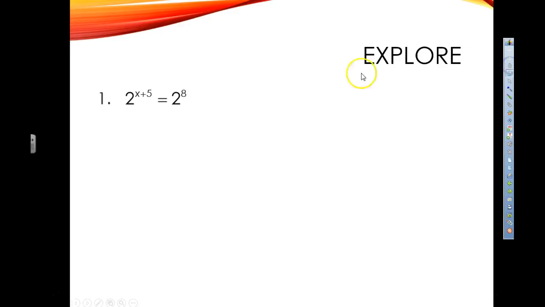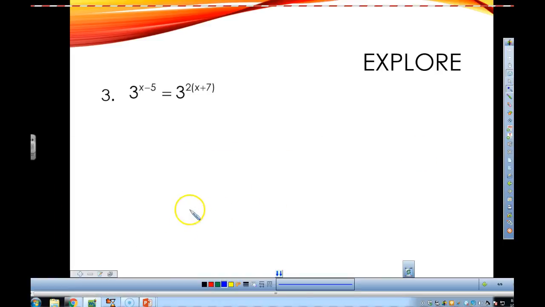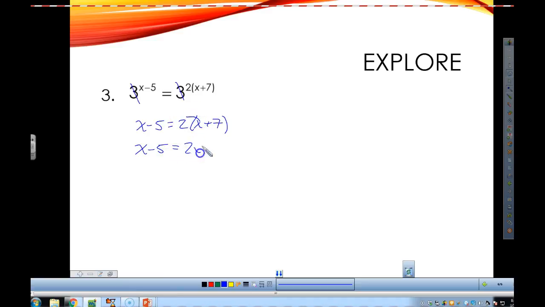Let's skip down to problem number 3. Make sure we remember how to solve these basic equations. 3 to the something equals 3 to the something. The 3's cancel out. x minus 5 equals 2 times x plus 7. And you think to yourself, what's the first thing I do here? Hopefully you say distribute. So we're going to distribute on the right hand side. So x minus 5 equals 2 times x is 2x plus 2 times 7 is 14. Now we have what we need to go ahead and solve.